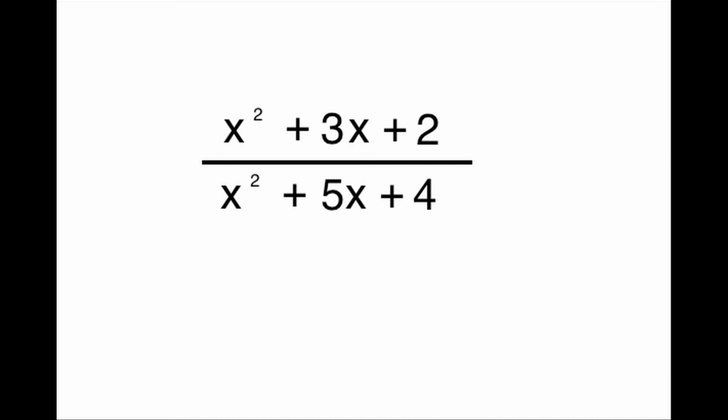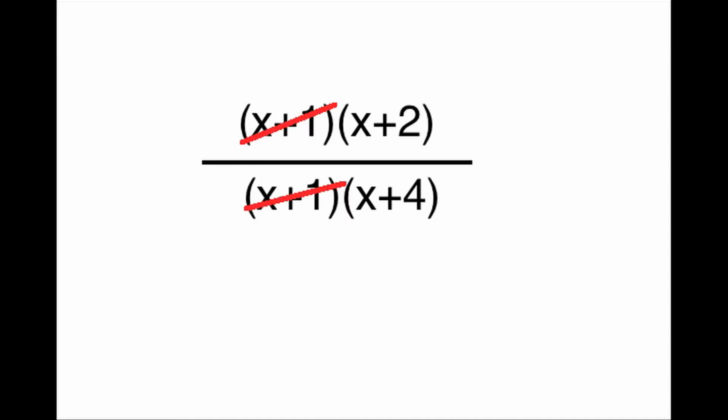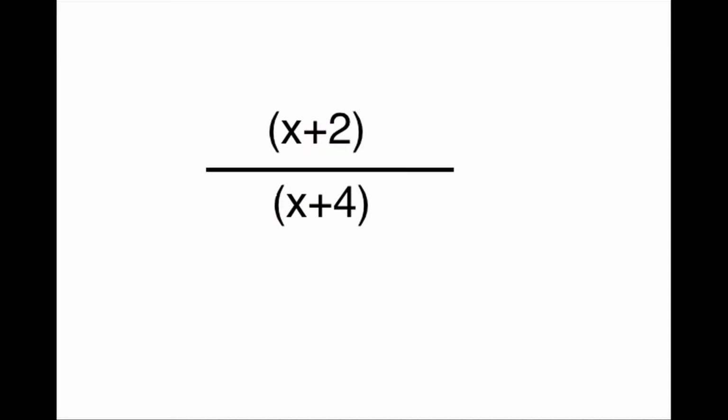Both the numerator and the denominator have factors of x plus 1, an expression whose limit is 0 as x approaches negative 1. If we factor out this expression and cancel it before plugging in, we get an arithmetic value of 1/3. Therefore, the limit of the function as x approaches negative 1 is 1/3.